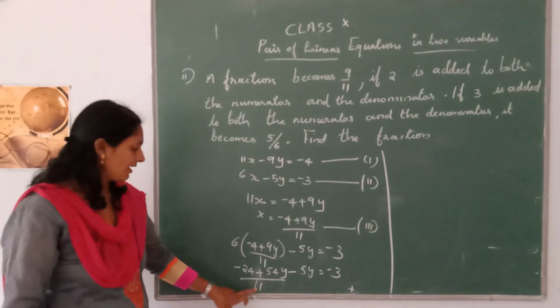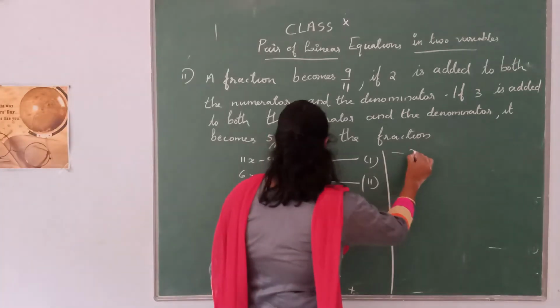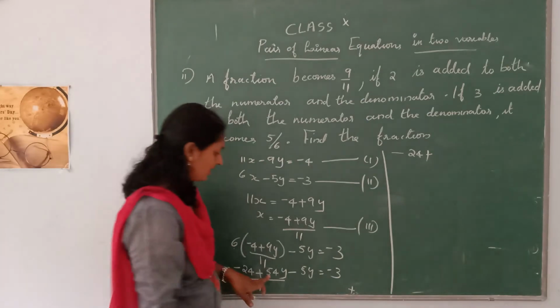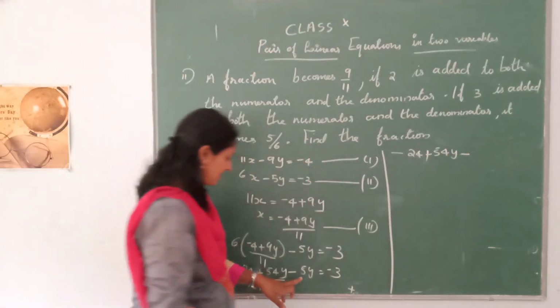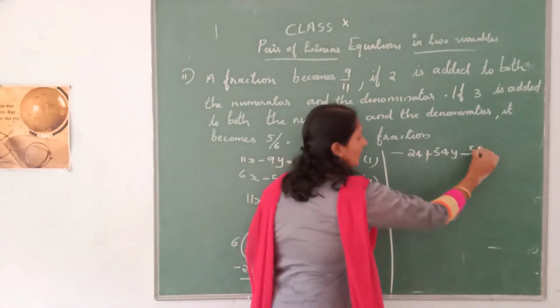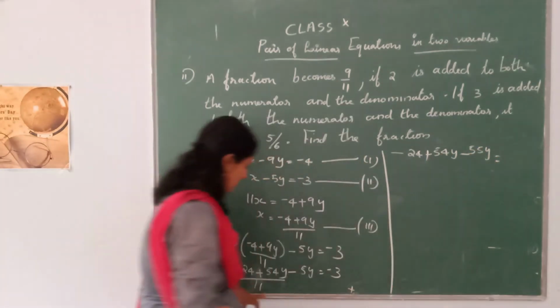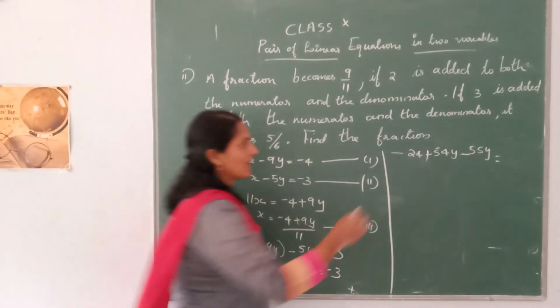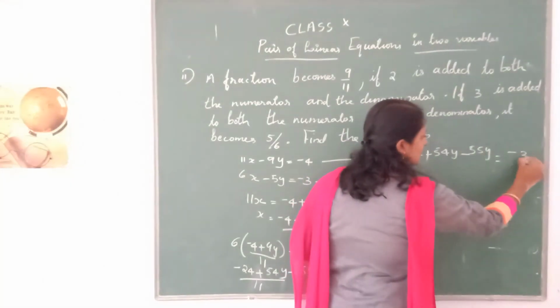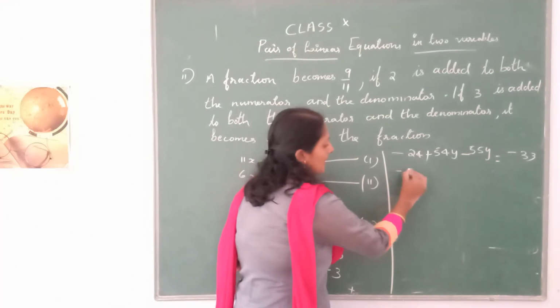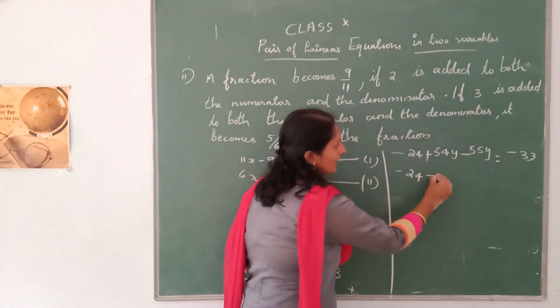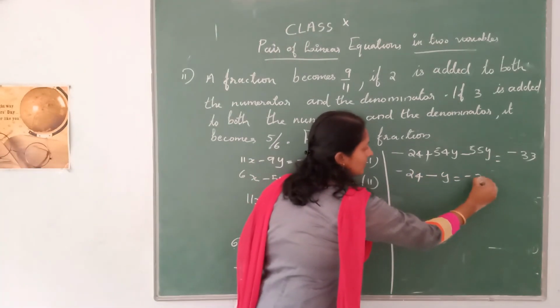Take the LCM 11, that is negative 24 plus 54y minus 55y, then transpose this LCM to RHS, that becomes minus 33. Then minus 24 minus y is equal to negative 3.